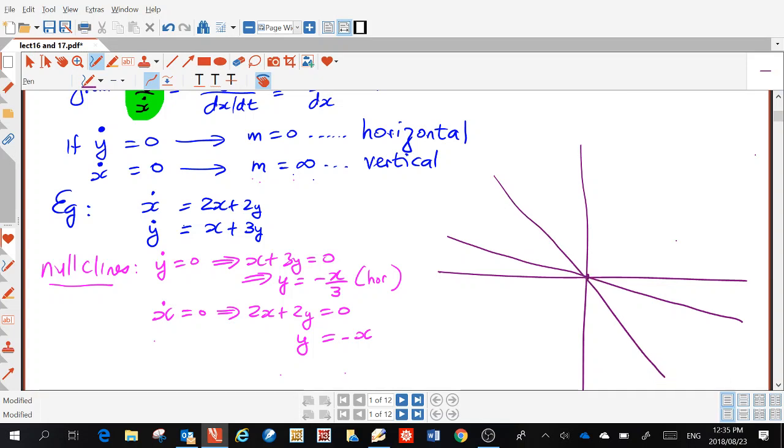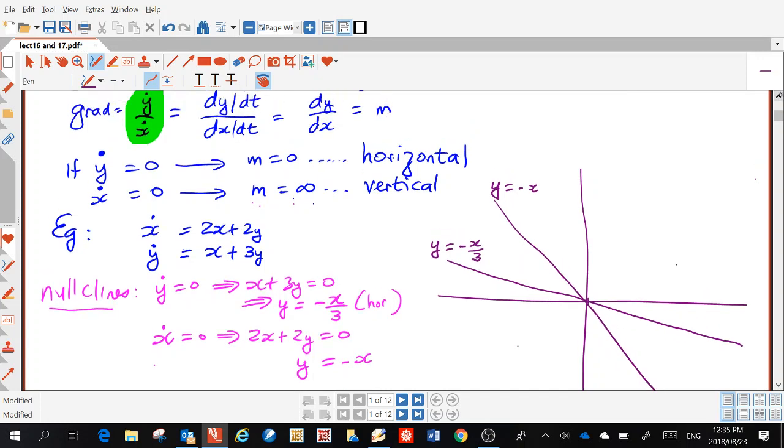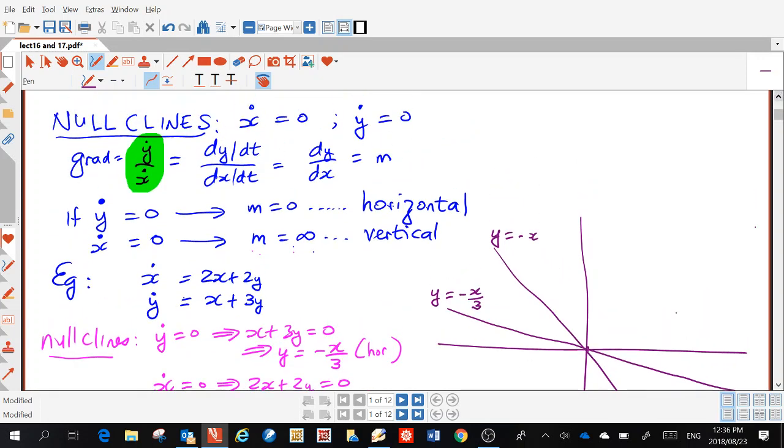This one here is y equals minus x. This is minus x over 3. Okay, so these are the two objects. For those of you that came in late, there's a new trick. In the past, we were using eigenvectors only. Now, the new trick is called NULLCLINES. NULLCLINES is when x dot is 0, y dot is 0.